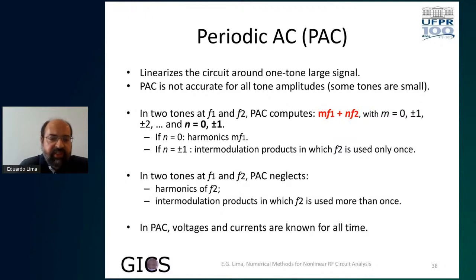To exemplify the PAC in a two-tone case, let F1 and F2 be the tone frequencies. PAC assumes there are non-null components only at harmonics of F1 and only in the intermodulation products between F1 and F2, in which F2 is used only once. In other words, PAC neglects the harmonics of F2 and the intermodulation products in which F2 is used more than once. In PAC, voltages and currents are known at all time.